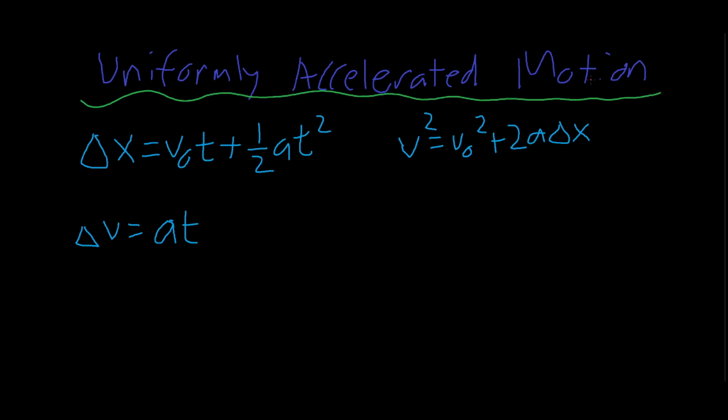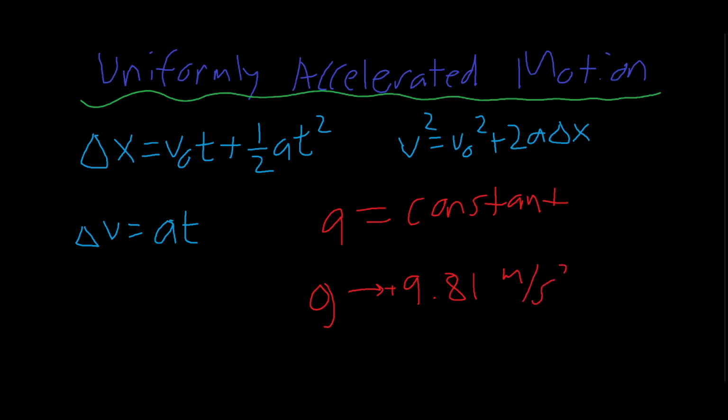And what uniformly accelerated motion means is that a is a constant. And the most normal one that you'll see for acceleration is g. And g is around positive 9.81 meters per second squared.